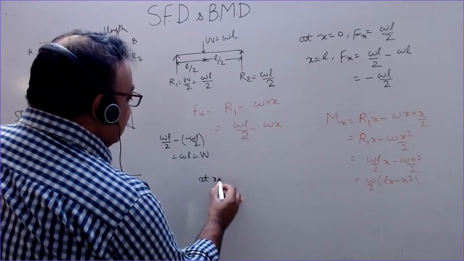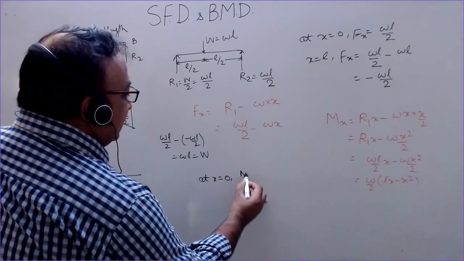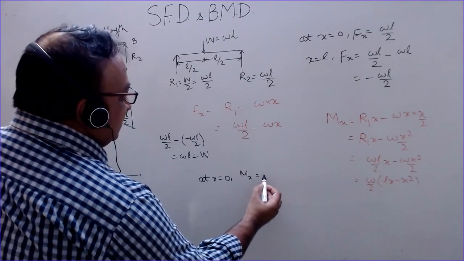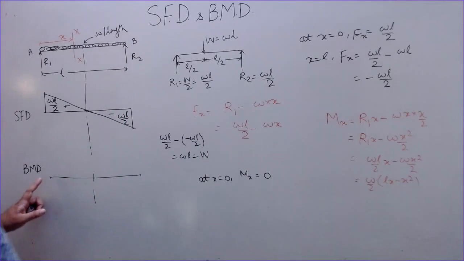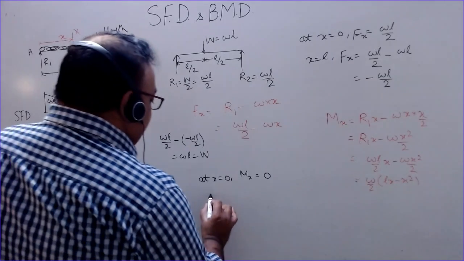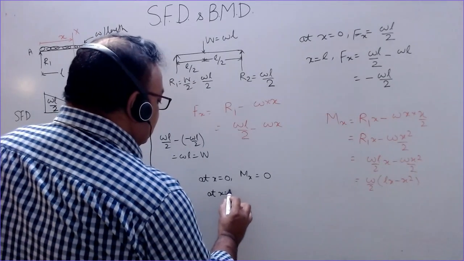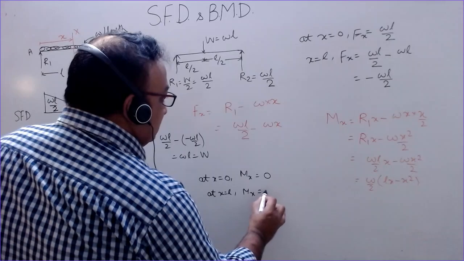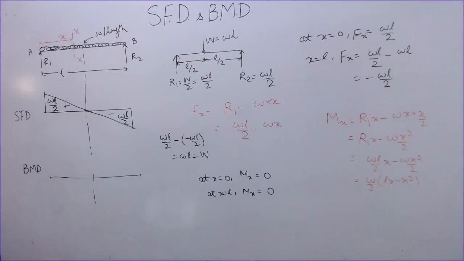at x equal to 0. What is the bending moment? This is 0. So here the bending moment is 0. At x equal to L, Mx is also 0, because here we have only this load and there is no other load. So at points where the beam is simply supported, you will always find that the bending moment is 0.